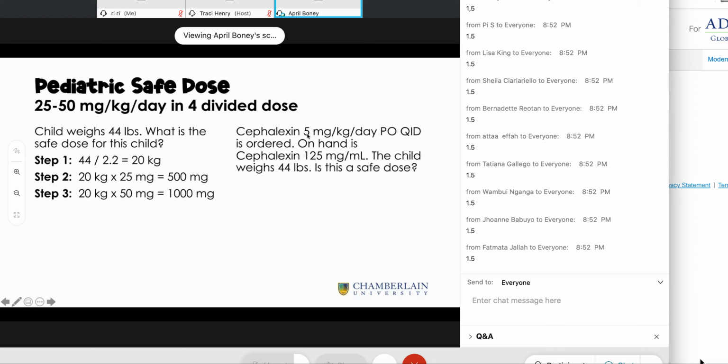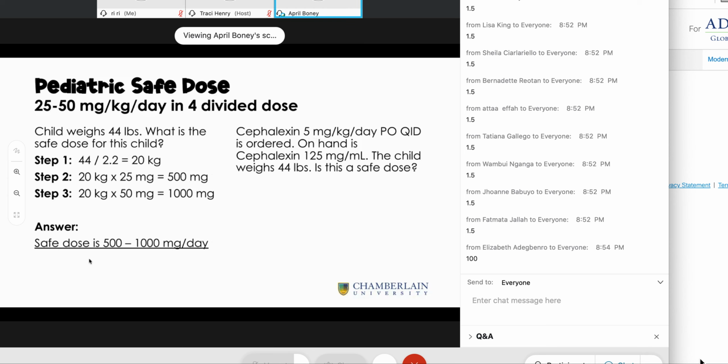So 5 milligrams times 20 kilograms is going to give us, anybody know? 5 times 20 is going to give us 100. So what our doctor ordered is 100 milligrams per day. And look what is safe, 500 to 1,000. So is this dose safe?